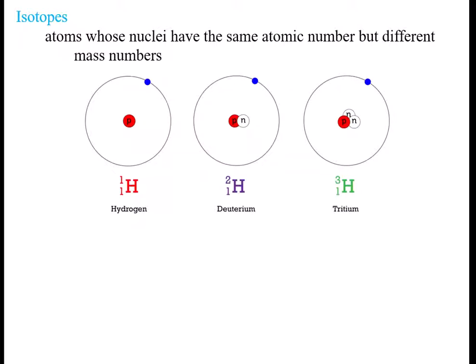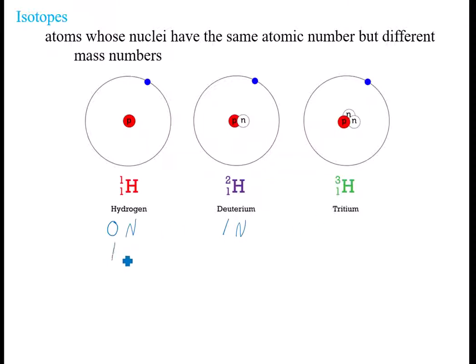Some elements have more than one nuclide, but these all have the same atomic number, so elements with different mass numbers are called isotopes. Hydrogen has 3 isotopes. Hydrogen 1, or hydrogen, has 1 proton, and the mass number is 1, so it has 0 neutrons. It just has 1 proton. Deuterium is hydrogen 2, okay? Because it's hydrogen, it has 1 proton, but it also has 1 neutron.